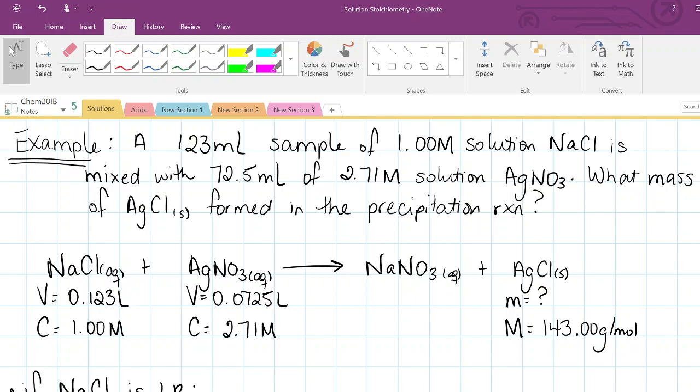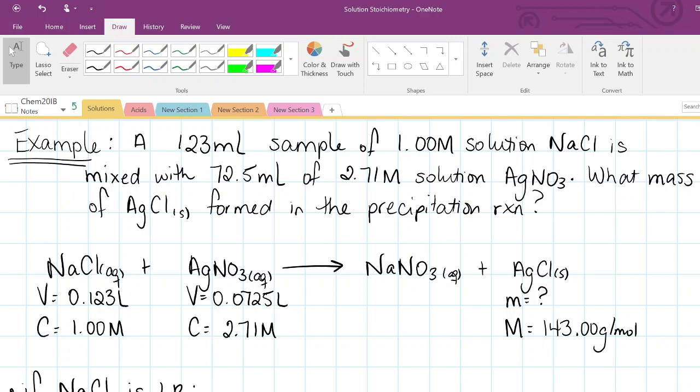If I'm looking for mass of this, I have to put my molar mass. The question will never tell me to put it. I've got to put it. I have to know that. And so my molar mass of AgCl, I go to my periodic table. I sum the mass of Ag with Cl. I get 143.00 grams per mole.